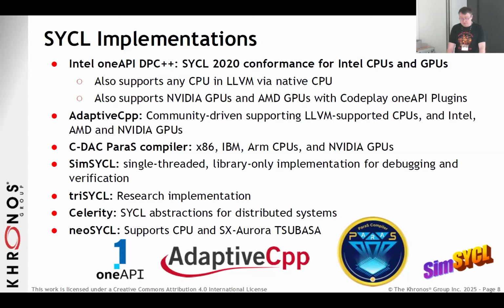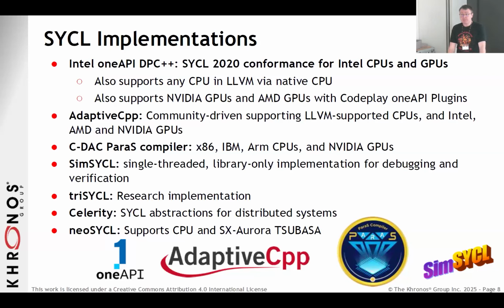First up, we've got Intel's oneAPI DPC++ compiler. This is the SYCL 2020 conformant compiler, conformant for CPUs and GPUs from Intel. But it's developed in open source, so you can download it and compile it, and it supports any CPU that LLVM supports. And then Codeplay Software provide their oneAPI binary plugins that you can use with DPC++ to target NVIDIA and AMD GPUs as well. So that's the first performant compiler.